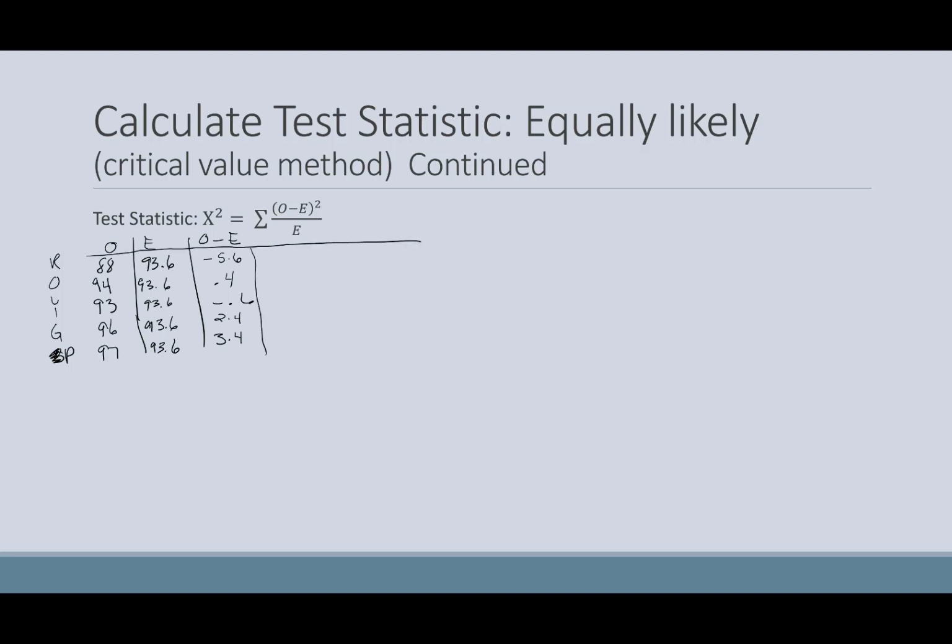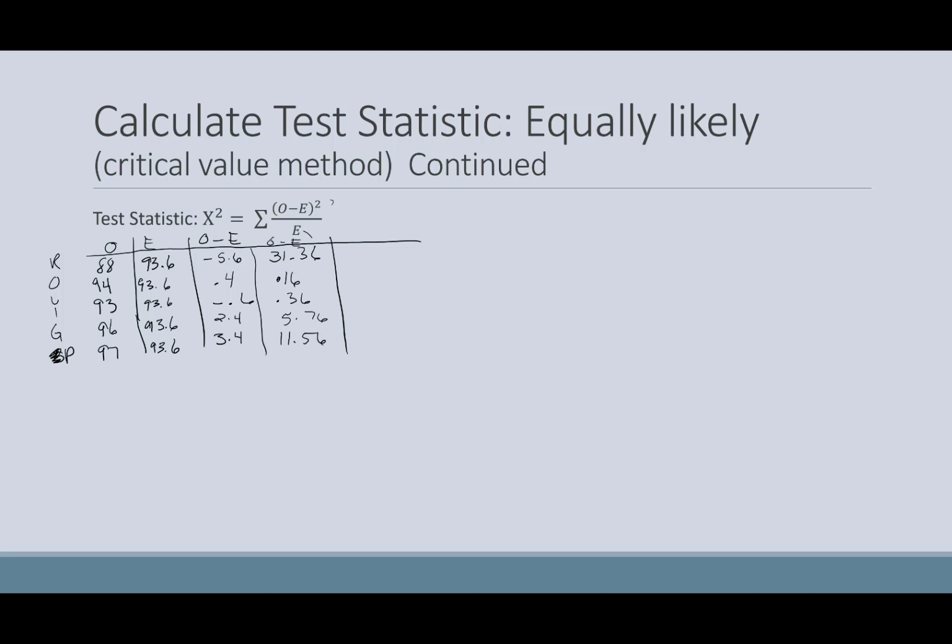It says the next thing I need to do is take my observed minus my expected, and I need to square each of those values. So now I'm going to go back to my column here with my observed minus my expected, and I'm going to square each of those values. So when I do my negative 5.6, I end up getting 31.36. Now at this point, because we're squaring, there should be no negatives left in your answers because a negative times a negative is a positive. So there I have all my squared values.